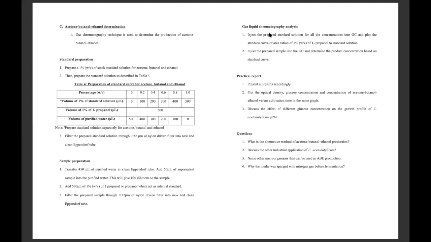For the GC analysis, once you prepare everything, you need to inject the prepared standard solution, for all concentrations, into the GC, and you need to plot the standard curve of the area ratio of 1-propanol to the standard solution. I'll explain in detail how you are going to prepare and calculate this. And then after you prepare the standard solution, you can inject the sample.